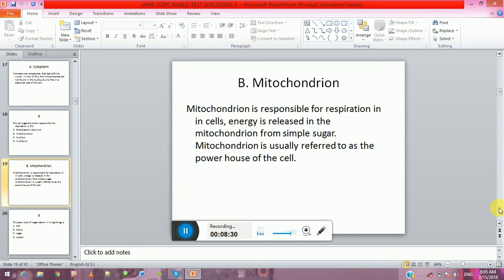Energy is released in the mitochondrion from simple sugar. Mitochondrion is usually referred to as the powerhouse of the cell. Very, very important.